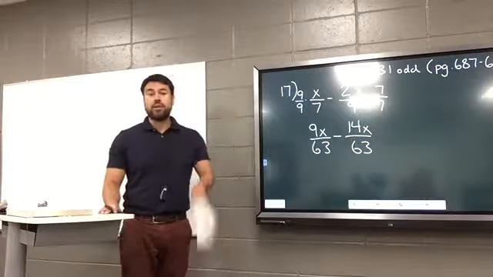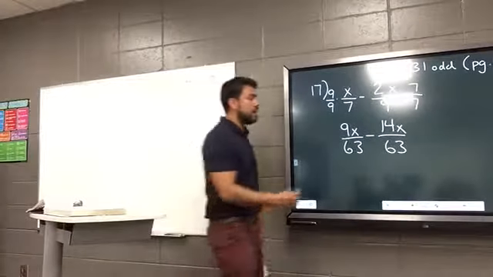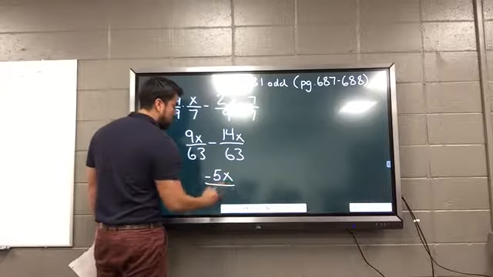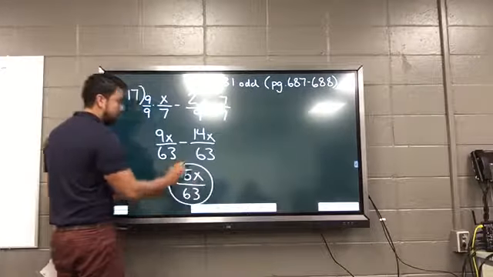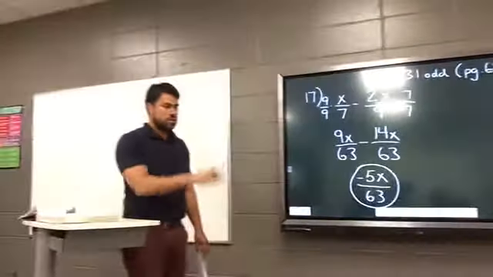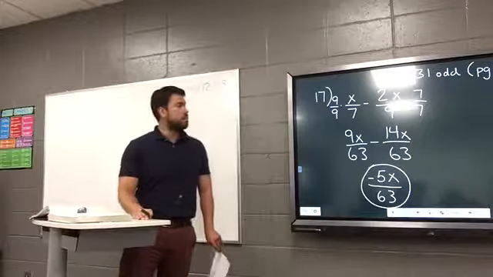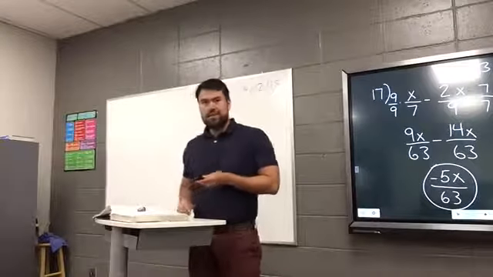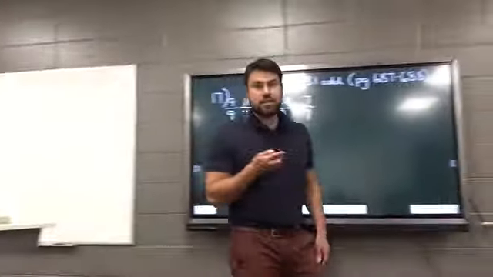That's okay. So the answer would be negative 5x over 63. That would be your sum or difference, however you want to look at it, of number 17. All right, I'll give you a few more minutes to work on that. And then we'll go over that tougher problem.